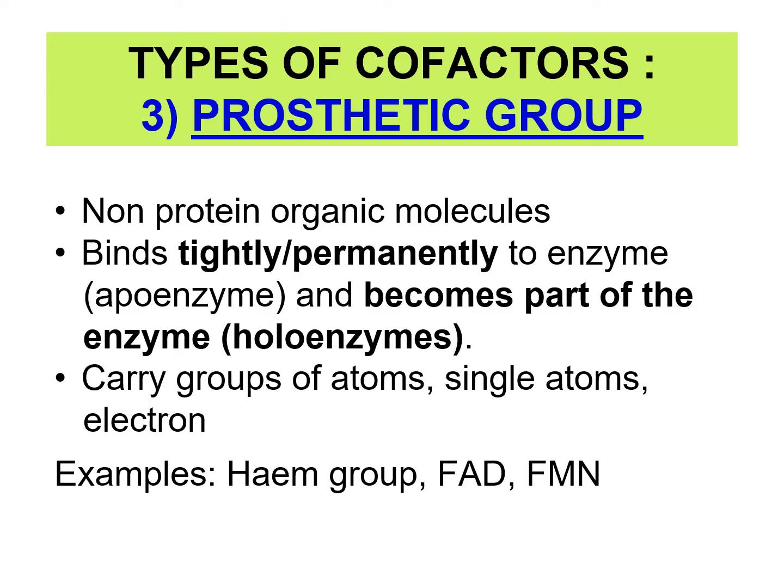The third type of cofactor is prosthetic group. Prosthetic group is a non-protein molecule, of course, and organic. Different from the previous types, the coenzyme and the metal ion, prosthetic group binds tightly or permanently to the enzyme and becomes part of the enzyme. It stays permanently bound. So this prosthetic group, this cofactor, carries groups of atoms, single atoms, and electrons.